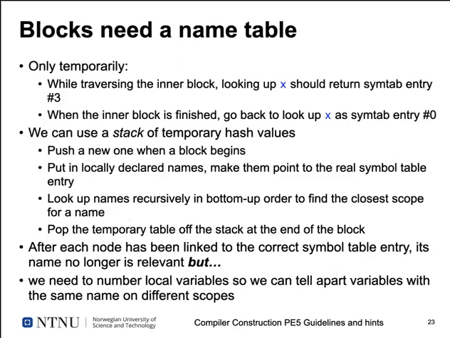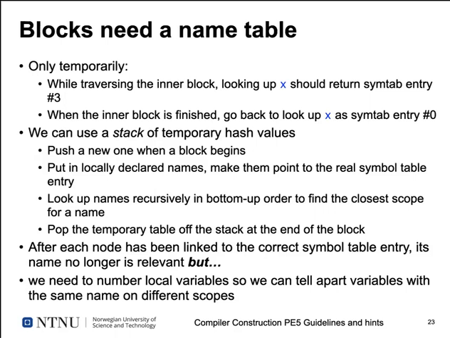What else do we need? Blocks need a name table, so they need it only temporarily. So when we traverse the inner block, when we look up X, of course, we should be able to return that symtab entry number 3 we've just shown, just using a simple pointer. And when we're finished with the inner block, we just go back up one block, and then when we're encountering an X in the outer block, we would look up X in the symbol table or name table of the outer block, in this example to resolve to entry number 0.